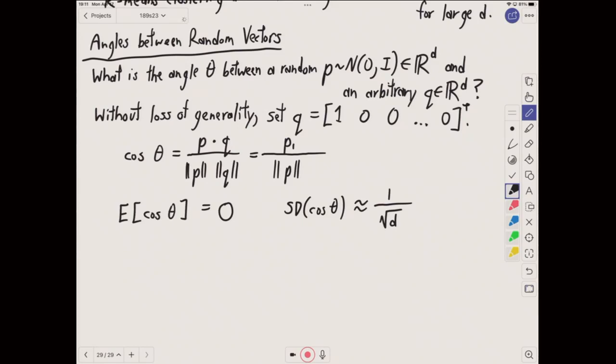So anyway, the important thing to understand here is what happens when d gets large. When d is large, then 1 over root d is going to be very, very close to 0. So in other words, in high dimensions, it is very usually the case that cos theta is going to be really, really close to 0 because its mean is 0 and its standard deviation is very, very small. And the bigger d gets, the more certain it is that the angle is going to be almost exactly 90 degrees.